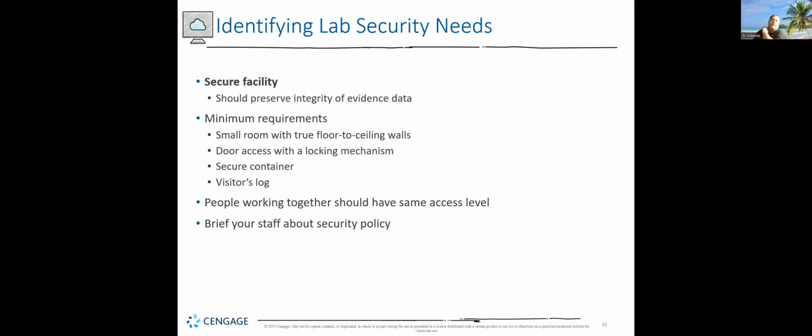Visitor log: in case someone needs to visit you, they sign in. You only meet them at the door; you don't go beyond that. People working together should have the same access level. Yep, if you have more than one staff member working there, you will have the same access level. Brief your staff about security policies. Security policies change and are updated, so you have to let them know what's changed, what's relevant, and what isn't. For example, don't access this folder after a certain amount of time because it's pruned or looked at. That kind of policy.